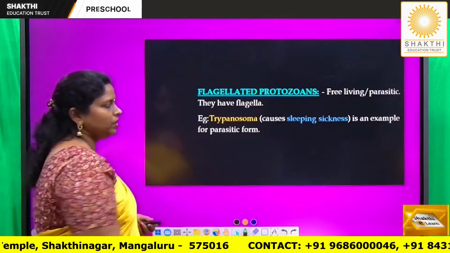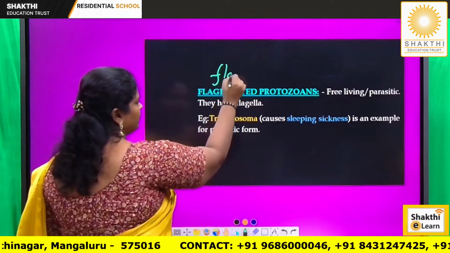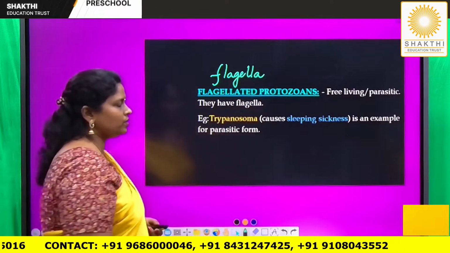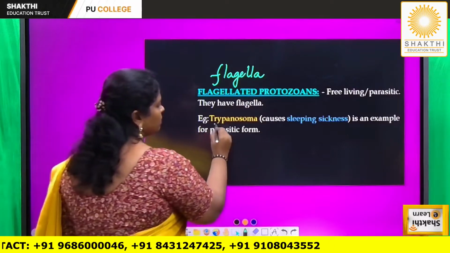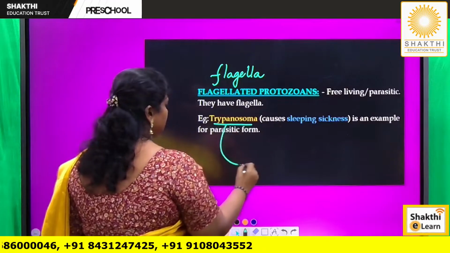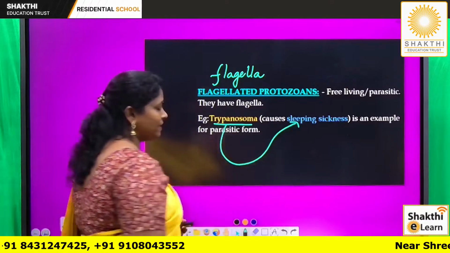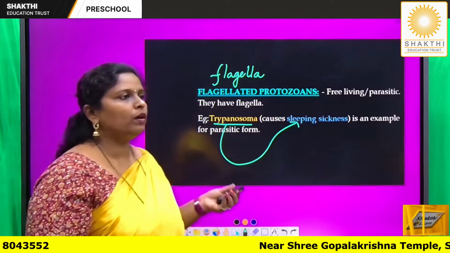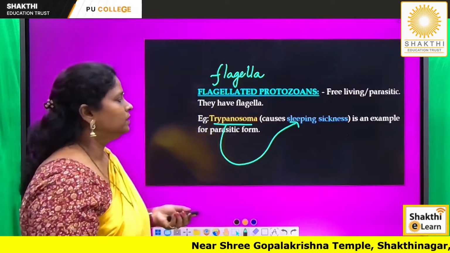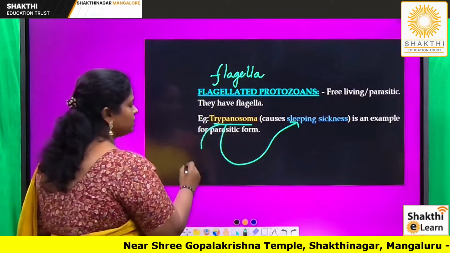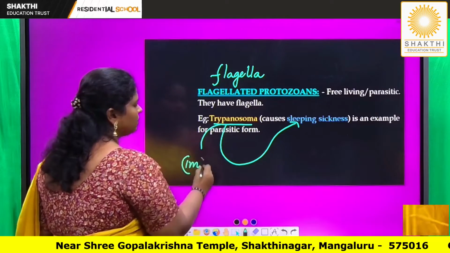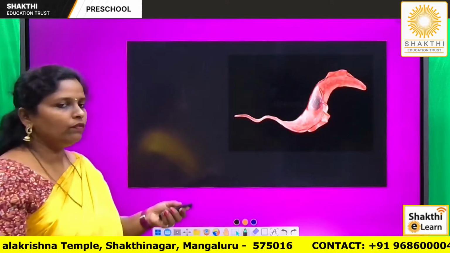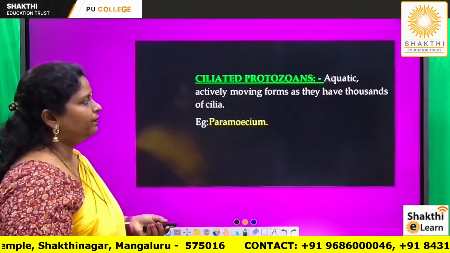Next group is flagellated. The name itself is telling us this is a group which has flagella as their locomotory structure. A good example is Trypanosoma. This causes a disease called sleeping sickness. Why is it called sleeping sickness? The person will have problems related to sleep. So this is very important for 1 mark, students. Name the protozoan which causes sleeping sickness. This is an enlarged view of one Trypanosoma organism.